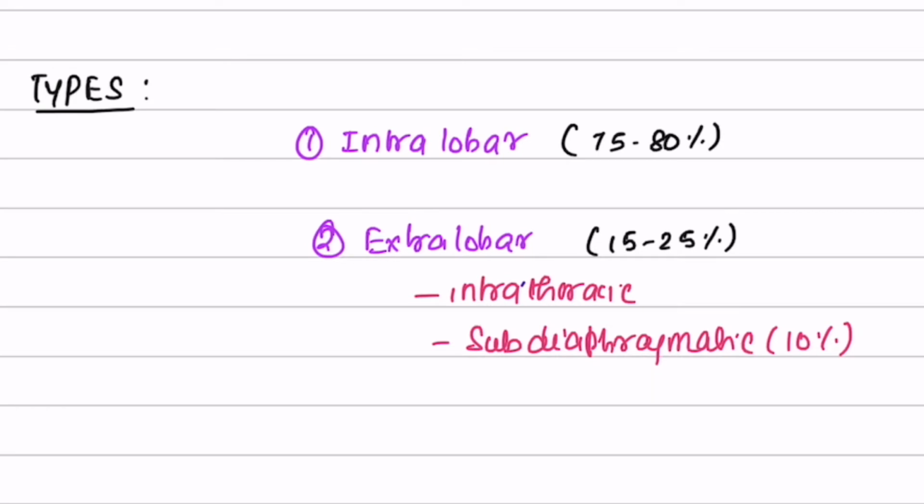Types of pulmonary sequestration. There are two types of sequestration: intralobar sequestration and extralobar sequestration. Intralobar sequestration is most common, about 75 to 80%. And extralobar sequestration can be intrathoracic or subdiaphragmatic.